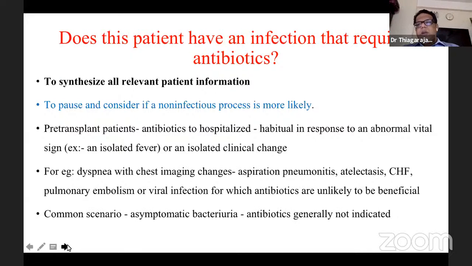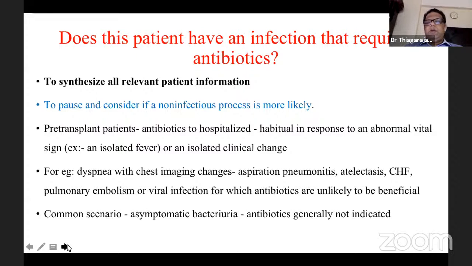So when a patient comes to my clinic as a chronic liver disease patient, or to anybody, before starting antibiotics, I have to ask myself a few questions. Does this patient really have an infection, or is a non-infectious process more likely? It's often a habit: for any isolated fever or some abdominal pain or some tachycardia, we start antibiotics for chronic liver disease patients.